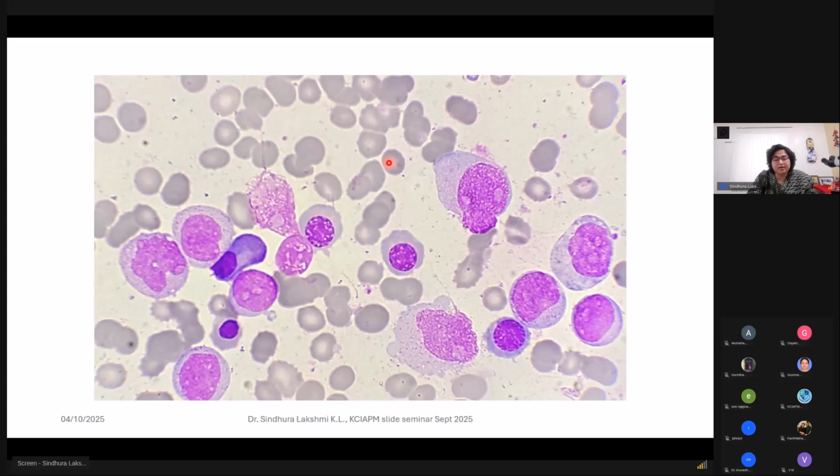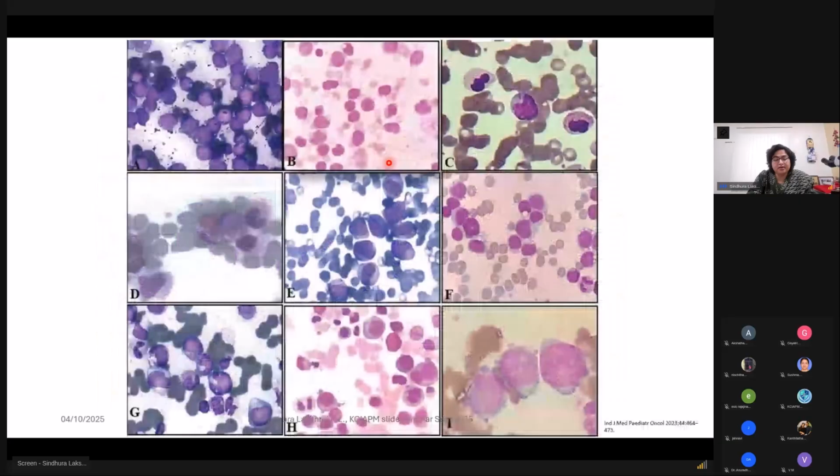Second thing you must consider is, just because you see Auer rods in the myeloid blast, don't jump to conclude that it is just AML or just AML M2. Even anything above your FAB M2 can show Auer rods, particularly, not in erythroid and megakaryoblast, but all others can show Auer rods. So just because you see Auer rods, it does not mean that it is only AML M2. It can be others also.